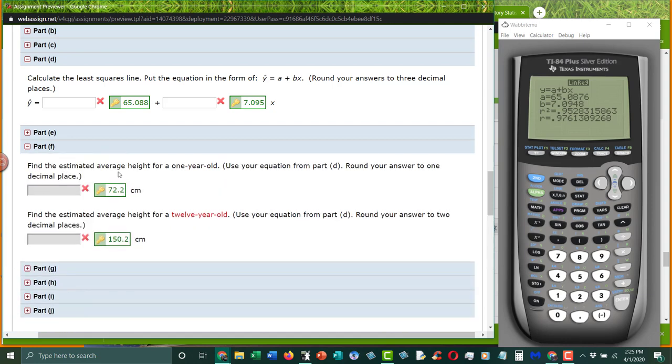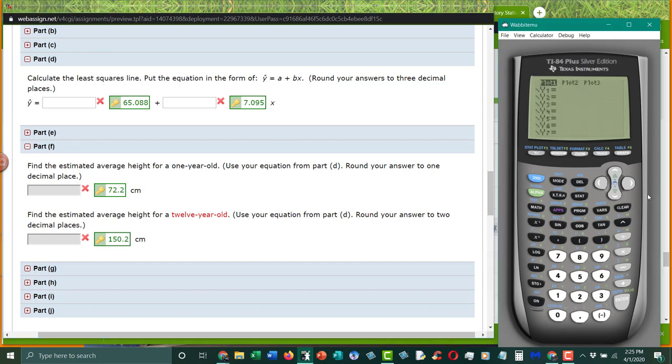Find the estimated average height for a one-year-old, okay? So what we're going to do is we're going to go to y equals, and we're going to put in our value here, 65.088 plus 7.095, and I need x, and x is right here on this button. And when I hit enter, okay, and then go back to the graph, it now draws the line. You're like, great, what do I do with that? Trace. And trace allows me to see the points.